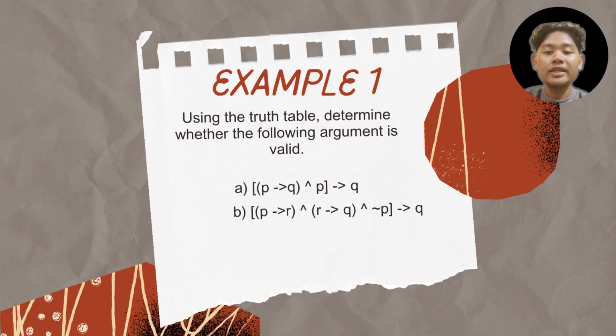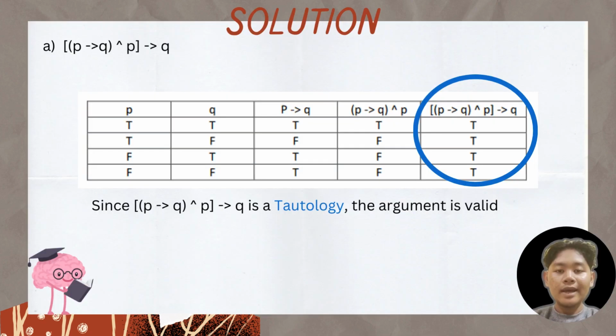Example 1. Using the truth table, determine whether the following argument is valid. Example 1a. P implies Q and P implies Q. In this question, there are two statements, which are statement P and statement Q. First of all, we draw the truth table. Then for statement P, fill with true, true, false, false arrangement in the column. Meanwhile, for statement Q, fill with true, false arrangement.